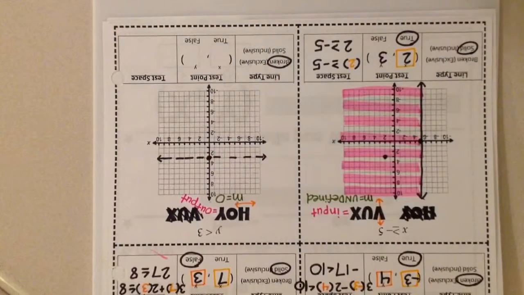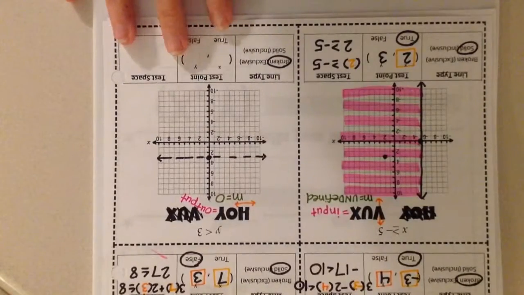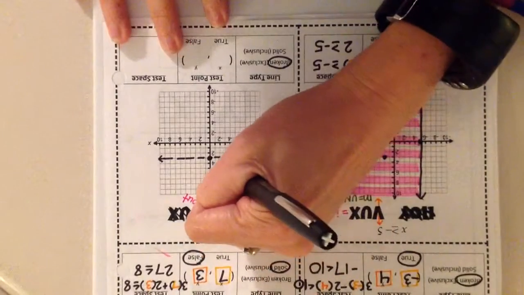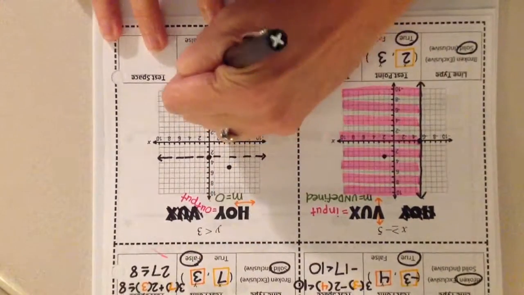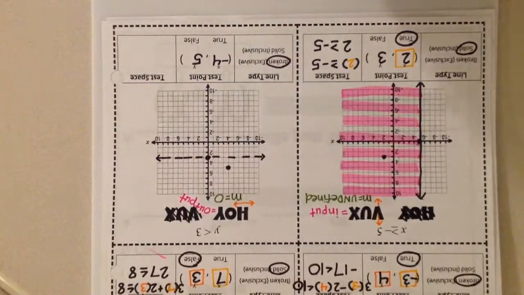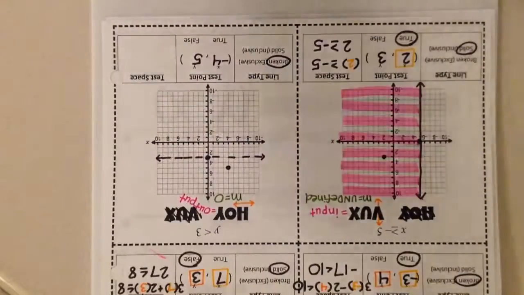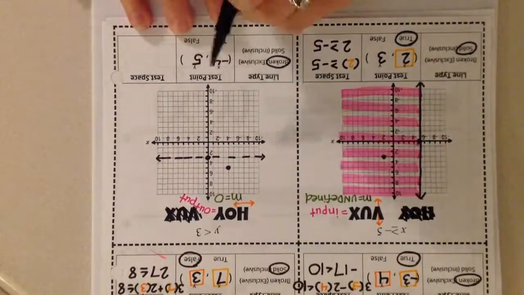Now I have to figure out where the shading is. And again, we're going to do just like we've been doing. We are going to use a test point. So I'm going to use the point -4, 5. If you want to choose the same test point over and over again, that is fine. The only thing that I ask is that your test point cannot come from your broken or solid line. It has to be on one side or the other. That way you know where to shade.